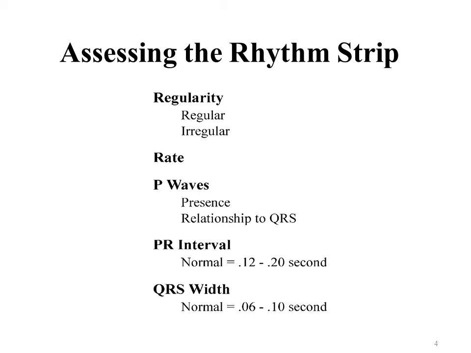The rhythm could be sinus but not normal, in which a sinus rhythm is present but tachycardic or bradycardic. The P wave presence and the relationship to QRS should be 1 to 1. The normal PR interval is 0.12 to 0.20 second. The QRS width: some books write 6% to 10%. We adhered to what I explained previously, which is 4% to 12% second.